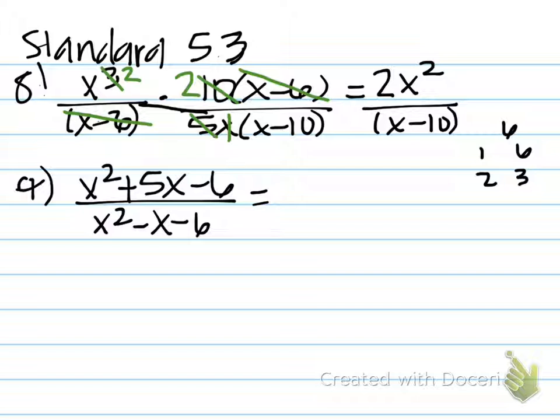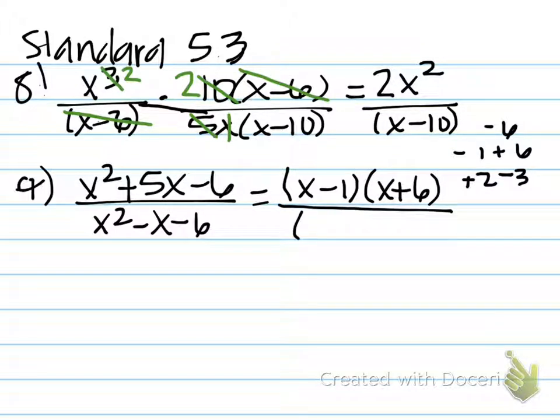So how am I going to get that? Well, if this is negative 1 and this is positive 6, I would add to get positive 5. So I have x minus 1, x plus 6 on the top. Now on the bottom, I want to multiply to get negative 6, and they need to be opposite signs, and I want to add to get negative 1. So I'm going to have negative 3 and positive 2. And that one, my friends, doesn't reduce. Way to go me.